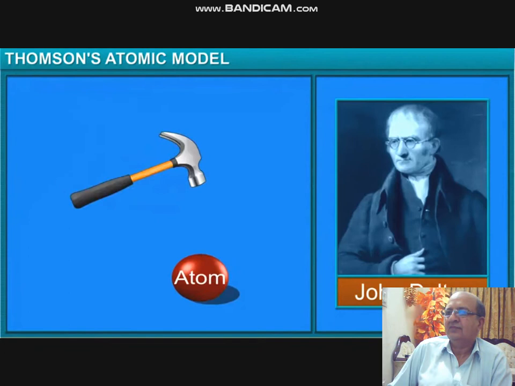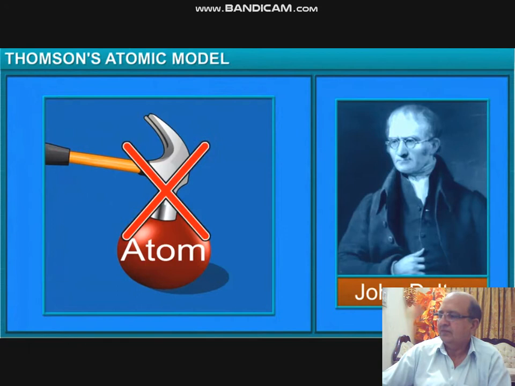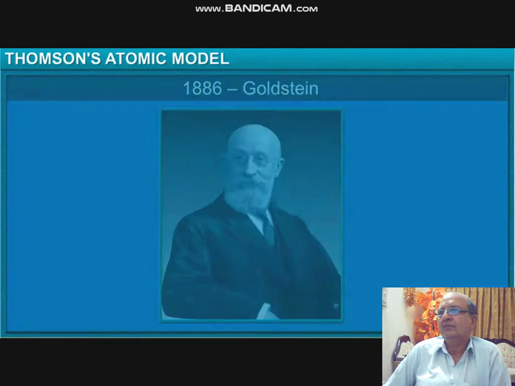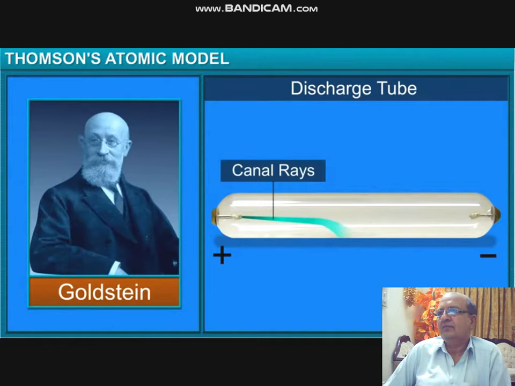Dalton's atomic theory stated that an atom was indivisible and indestructible. However, in 1886, Goldstein came upon positively charged radiations in a gas discharge, which he termed as Gallium rays. These radiations led to the discovery of the proton. The mass of a proton was about 2000 times that of an electron, and it carried a positive charge.